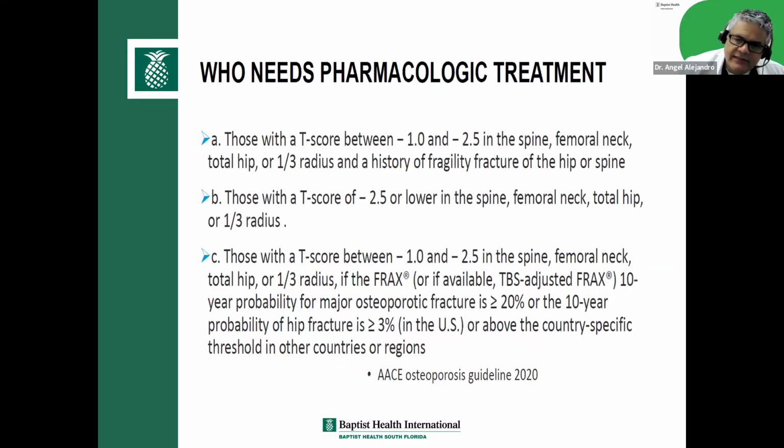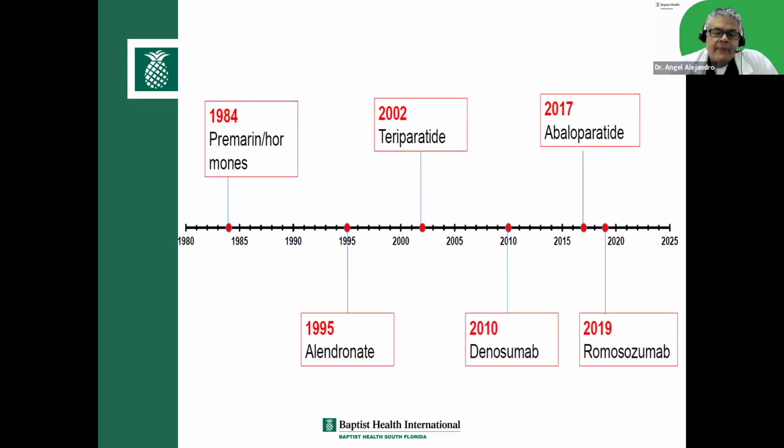So once again, back to the same old question: who needs treatment? And we went over this, right? Either they have a T-score less than negative 2.5, they have a history of a fracture, or you've adjusted it with the FRAX score, you treat. So we identified who we're going to treat. Now, how are we going to treat them?